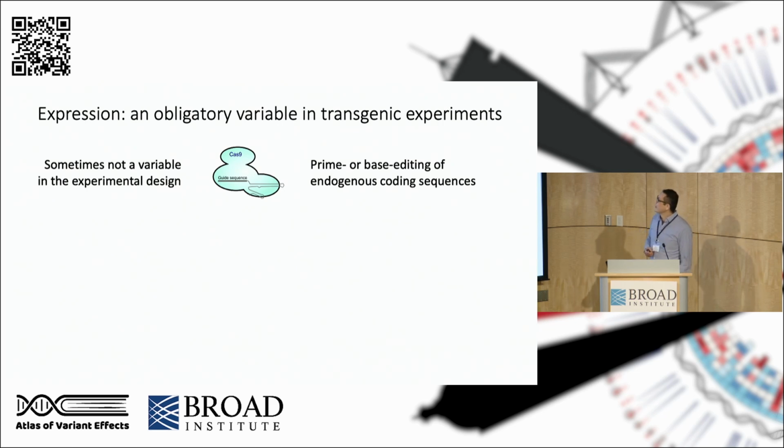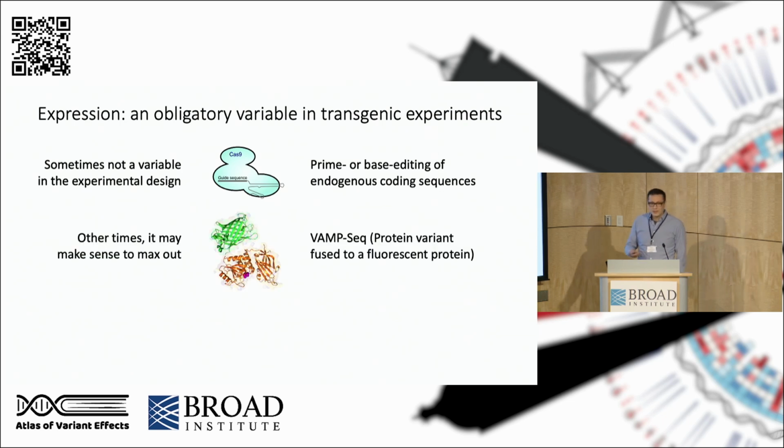I think it's not necessarily discussed because sometimes it's not an experimental variable. So when we're talking about prime or base editing of endogenous coding sequences, you're running with the expression level, presumably, of the cell model that you're working with. Other times, it might make sense to max it out. For example, with VAMP-seq, where you're directly fusing a fluorescent protein to your protein of interest, it makes sense to max out the signal for the wild-type protein, because you're normally looking for variants that are destabilizing abundance, in which case you want the full dynamic range going downwards.